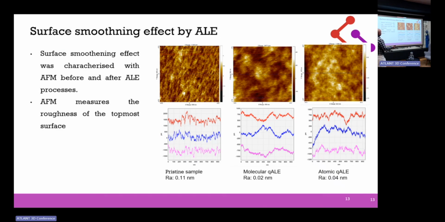Another part is that we are smoothening the surface. This is the AFM characterization. First is the reference sample, and then we have some molecular ALE, quasi-ALE kind of, and then we have atomic ALE. So in both cases the roughness is removed, and we smoothen the surface to an RMS value of 0.02 and 0.04 in the two cases, compared to the reference one.